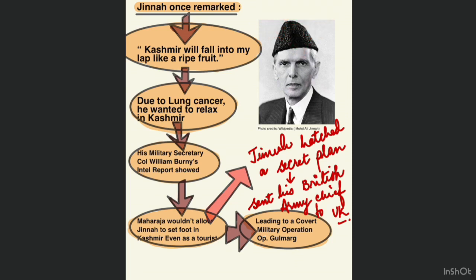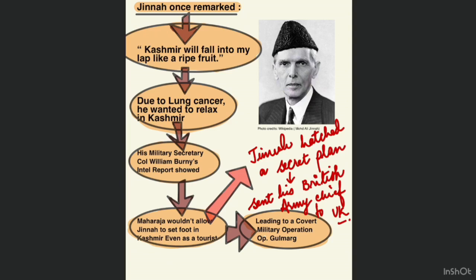So he hatched a secret plan, a conspiracy. He wanted Kashmir by hook or by crook. The commander of the Pakistan army at that time was a British general. Jinnah wanted to keep this plan very secret, so he sent his British general to the UK for some official purpose. In the meantime, he collaborated with other people in his close circle and planned Operation Gulmarg, what we know as the tribal invasion. That was the covert military operation of the Pakistan Army.